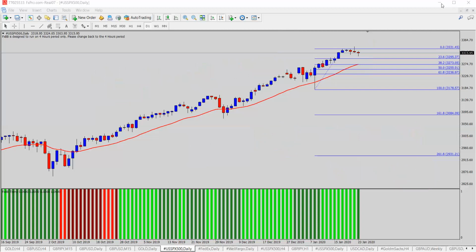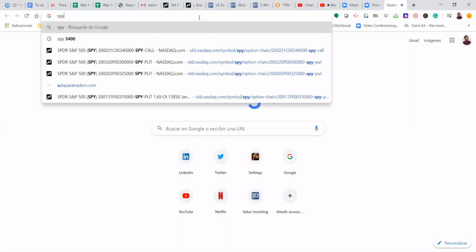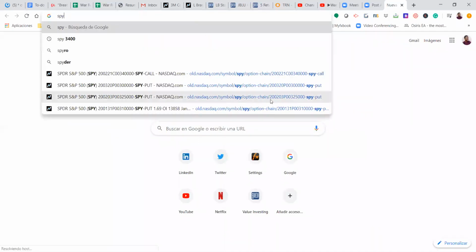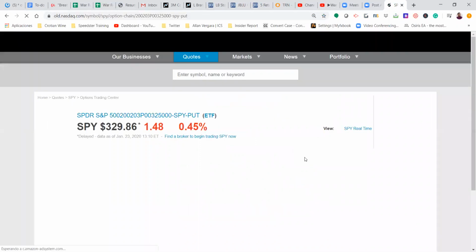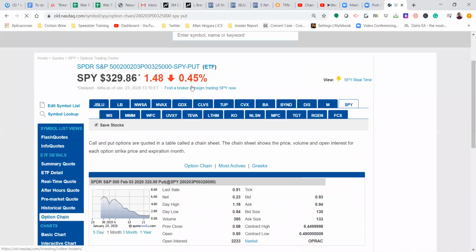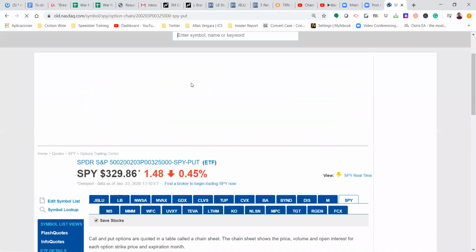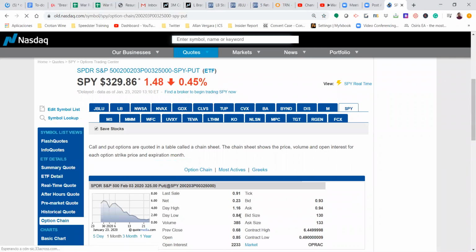The other thing I want to share now is, let's see, where is that? Let's take a look at the SPY 325 put. I'm going to take a look real quick for the purpose of the recording so you can rerun this again. There you go, this is what we're going to work with. Look, 0.45% down, and it's giving us a 23 cent push.